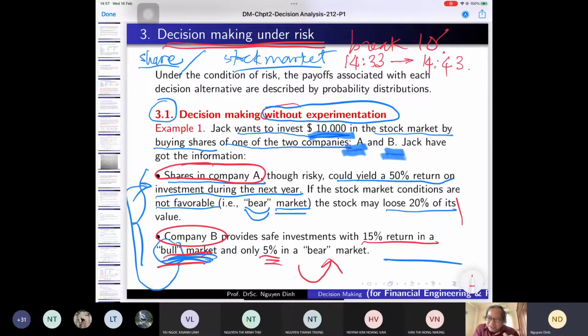So I tell you, in decision making, sometimes we choose to get the best, but the best is not really the best. From the point of view of some careful people, of course, in this case choosing B is good. It's safe. But some people want to play the risk. They always want to play the risk.